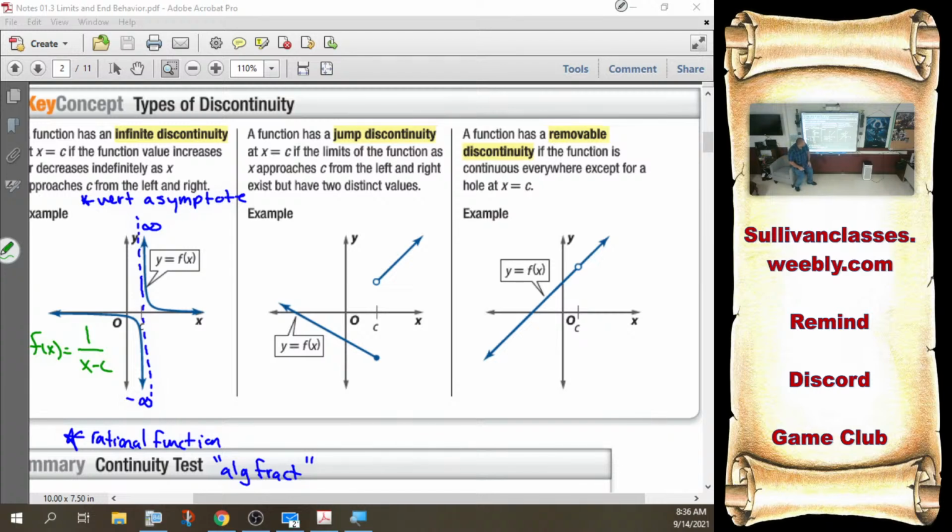Okay? Jump discontinuity. These are literally when you have to jump from one part of the graph to the other.